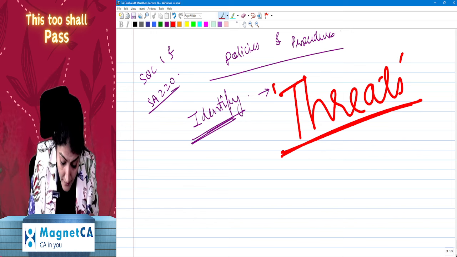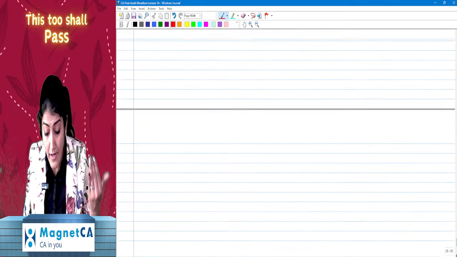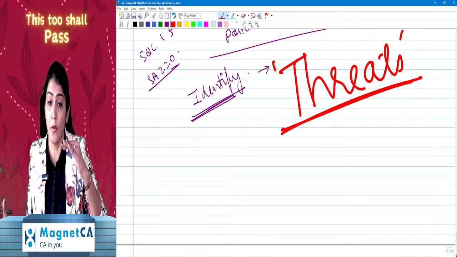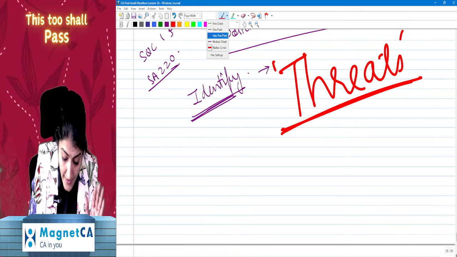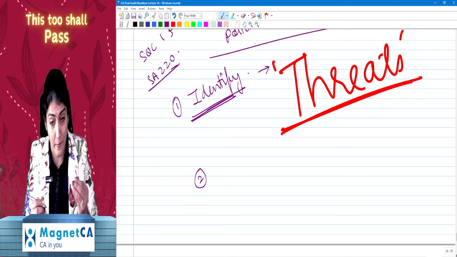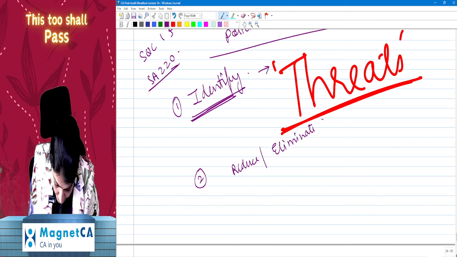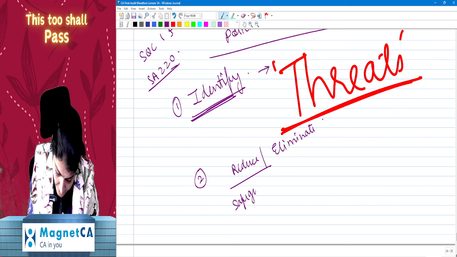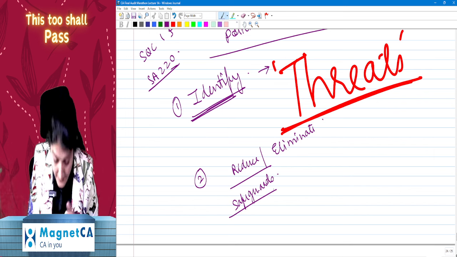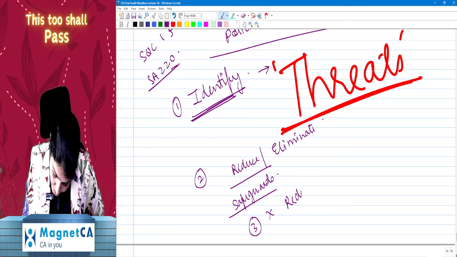There should be policies and procedures in the firm to identify whether there are any threats to the independence of the auditor. If threats have been identified, then there should be policies and procedures in the firm in order to either reduce those threats or eliminate those threats. How do you reduce the threat? By putting the safeguards. Or you eliminate. You say, no ma'am, I'm not able to reduce the threat. We are not able to eliminate the threat.